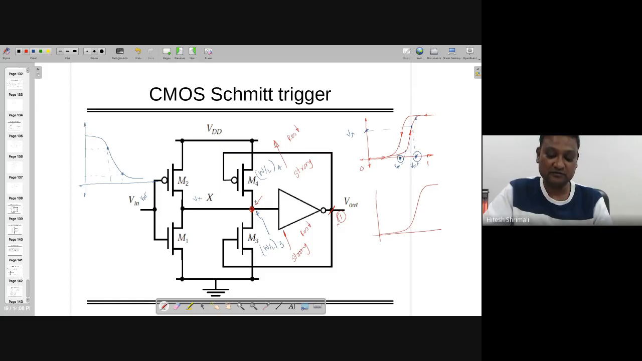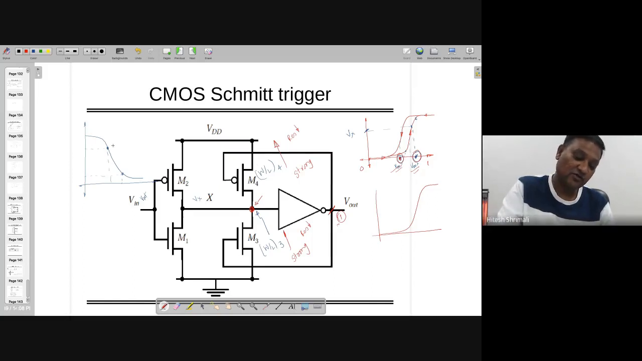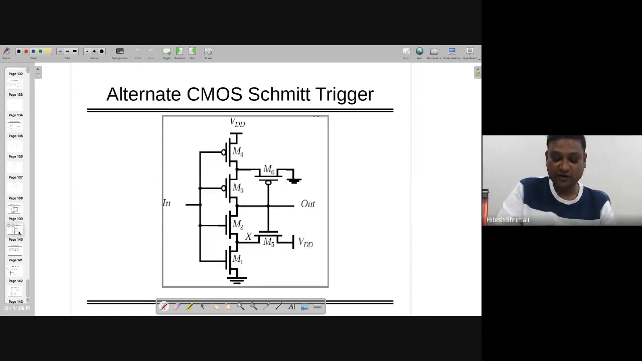We don't want that. We want them to charge or discharge in such a way that it changes with this Vm plus and Vm minus. So accordingly, for the required noise margin values, you can set the W by L of M4 and M3. Similarly, you can also think about a circuit which is again a Schmitt trigger. By the way, this is a question given in Rabaey, where you have to find out the Vm plus and Vm minus. Its solution is also given at the back of the book. So here also you can think about how this circuit is going to work. I'm not going into that.